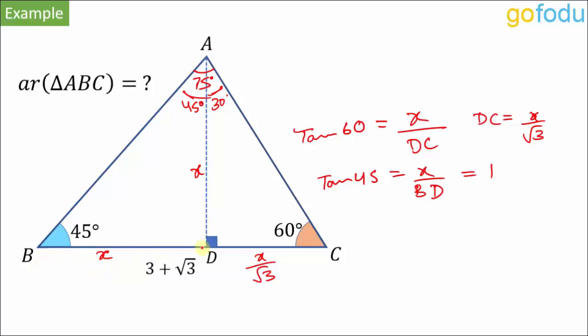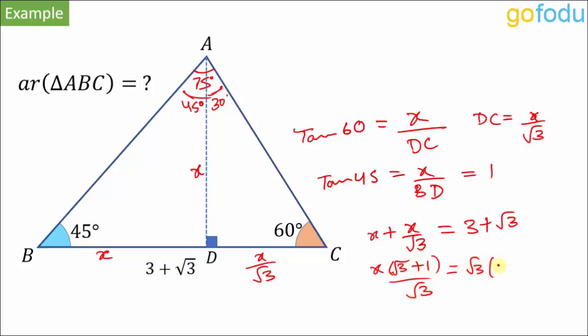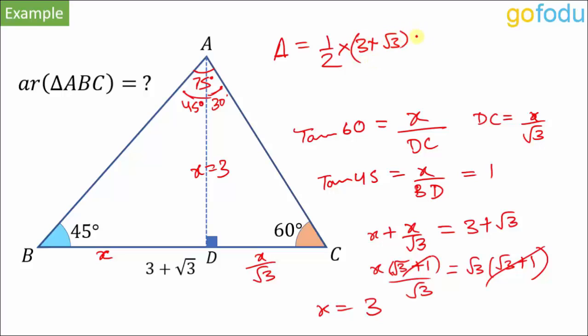Now we can write BD plus DC is equal to BC. x plus x upon root 3 is equal to BC, that is 3 plus root 3. If I take x common, this is 3 plus root 3 equals x times (1 plus 1 upon root 3). If I take root 3 common from here, we get root 3 plus 1. x will be equal to root 3 into root 3, that is 3. So this x is 3. Area of this triangle ABC will be half base into height, that would be (9 plus 3 root 3) upon 2. This would be the final area.